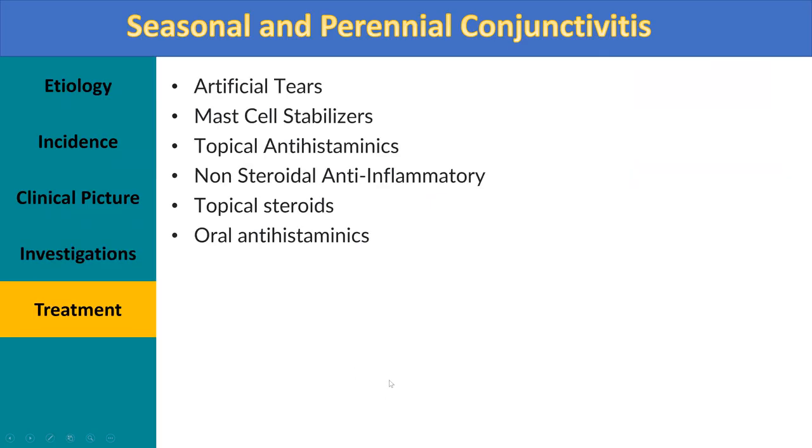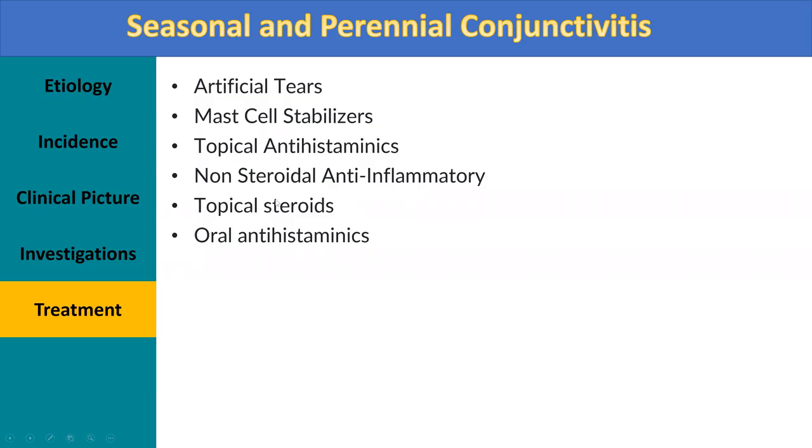So those patients can be managed by artificial tears and mast cell stabilizers. What is the role of mast cell stabilizers, such as sodium chromoglycate? They just stabilize the mast cells. Mast cells are one of the acute inflammation cells that release inflammatory mediators such as histamine. By giving drugs that stabilize these mast cells, we prevent their degranulation, so they keep the inflammatory mediators such as histamine within the mast cells themselves.